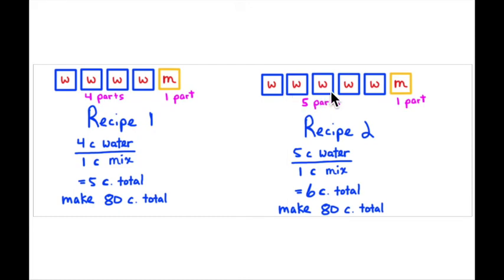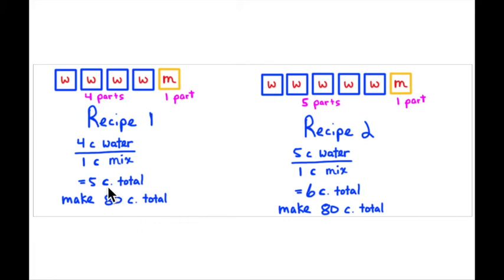So this is 5 parts for recipe number 2. 5 parts water, so 1, 2, 3, 4, 5. That's like 5 cups of water and 1 part of mix. It's 1 cup of mix. So this is going to be 6 cups total. This one on the left, recipe number 1, is going to be 5 cups total. And in the end, you're going to make 80 total cups of lemonade.